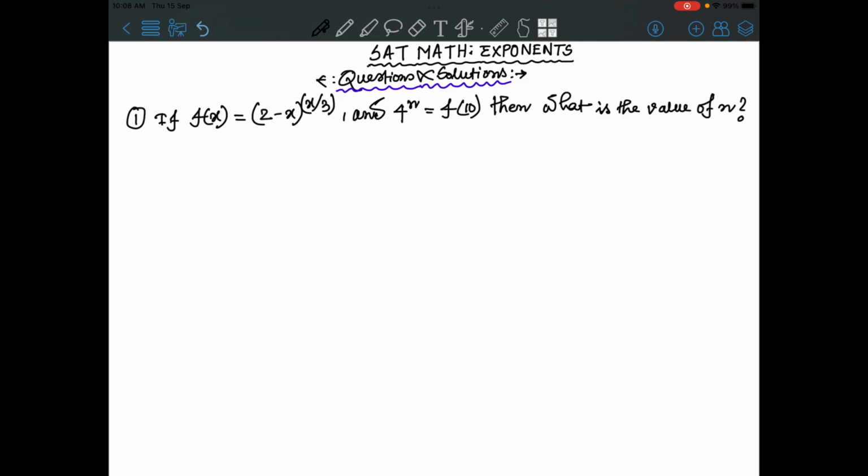Hello everybody, today we are going to solve some of the problems regarding exponents which were asked in the SAT examination. Now let's start with the first problem.